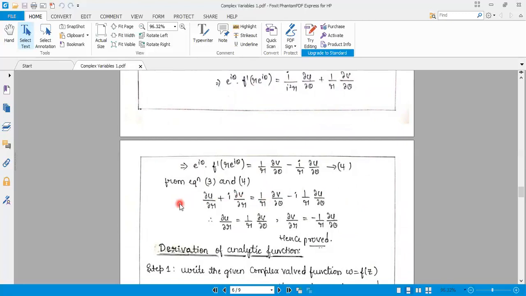Now from equations 3 and 4, when you compare the real parts on both sides, we obtain dou u by dou r equals 1 by r dou v by dou theta, and dou v by dou r equals minus 1 by r dou u by dou theta. Clear? So which is nothing but CR equations in the polar form, which is a very important concept. So based on this, we are going to discuss some problems.